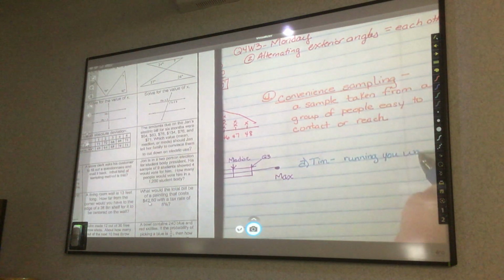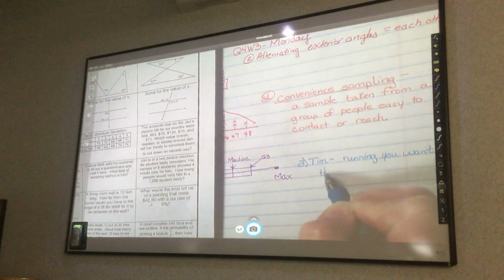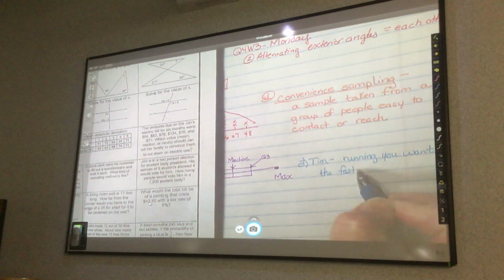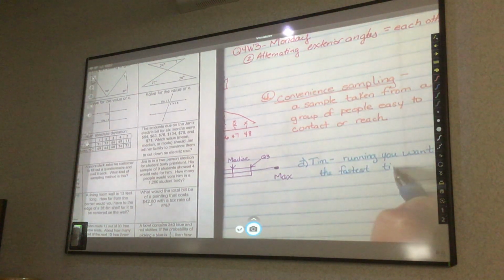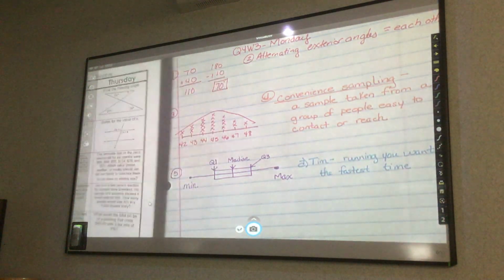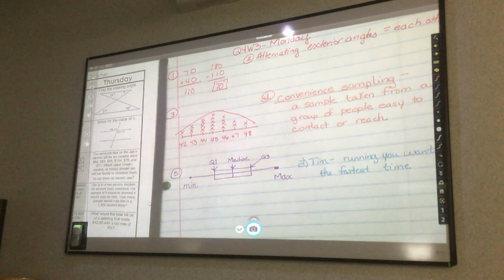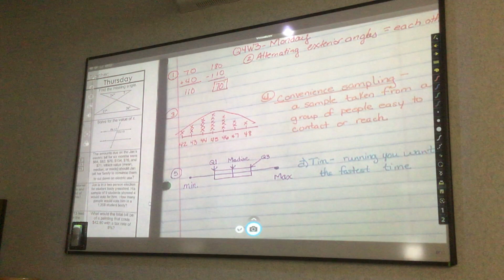You want the fastest time, just kind of like in swimming. In swimming, you want the fastest time, right? Cross country, fastest time. Any kind of running, you want the fastest time. Is there anything else in sports-wise that you might want your lowest score? Golf. Golf, you want the lowest score. Mine never is the lowest score though, so. What else do you want the lowest score in?